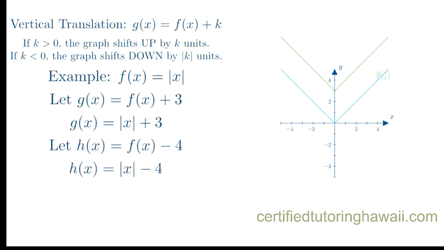Let h(x) equal f(x) minus 4, which is the absolute value of x minus 4. Subtracting 4 shifts the graph down by 4 units. The vertex is now at (0, -4). This confirms that adding a constant outside a function results in a vertical shift.